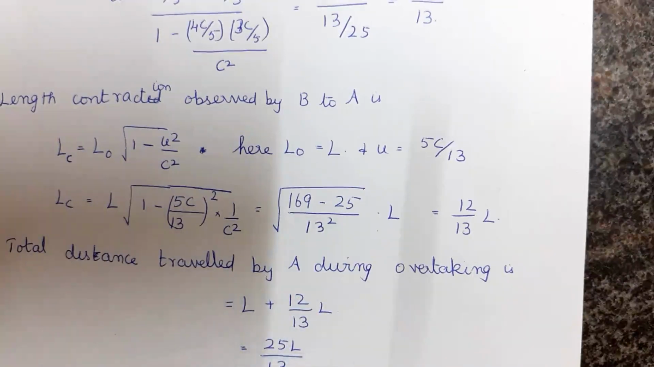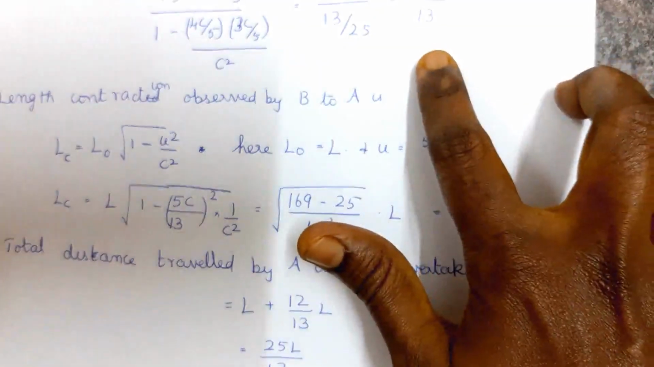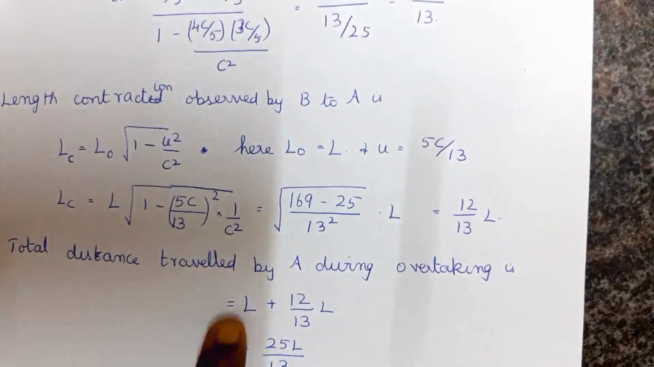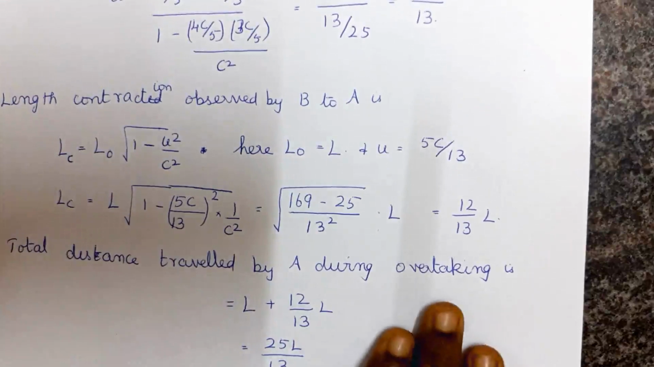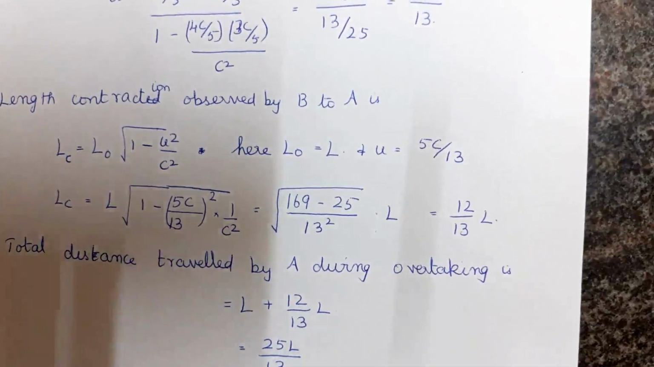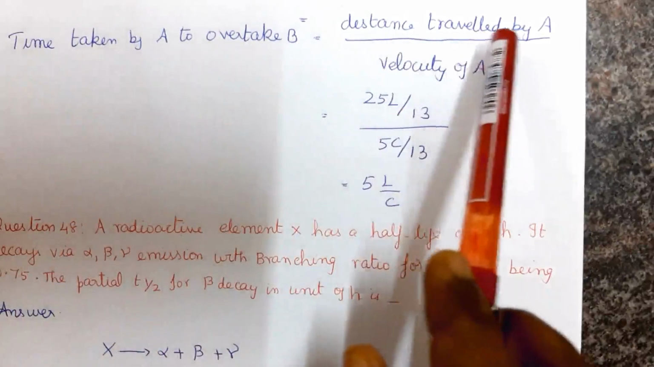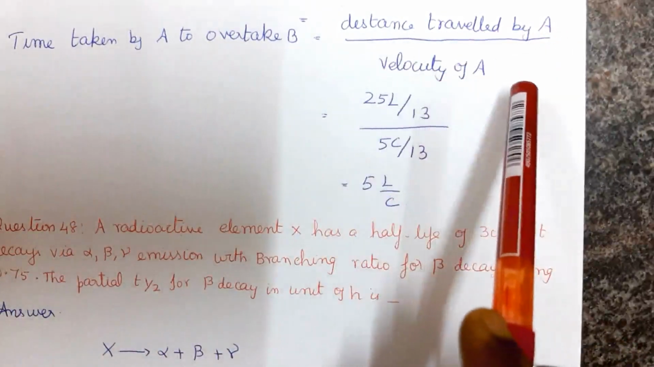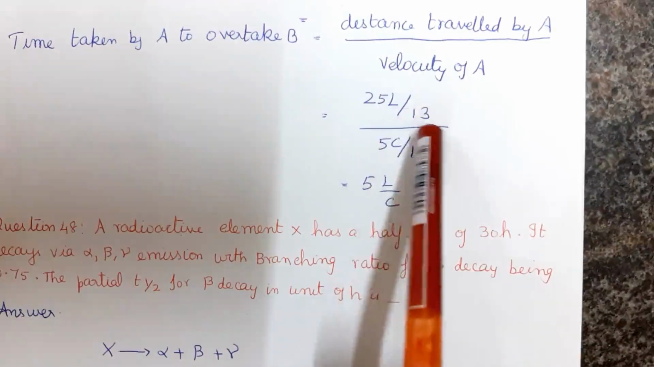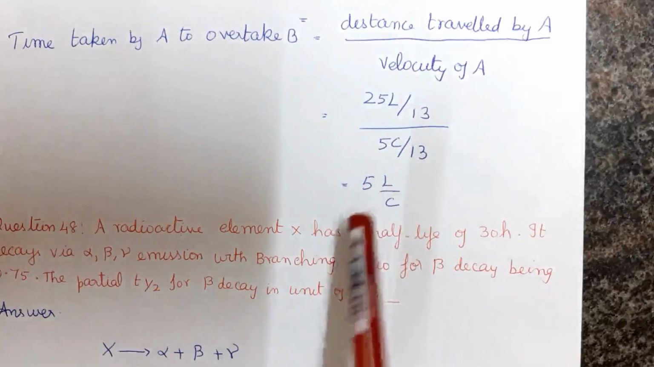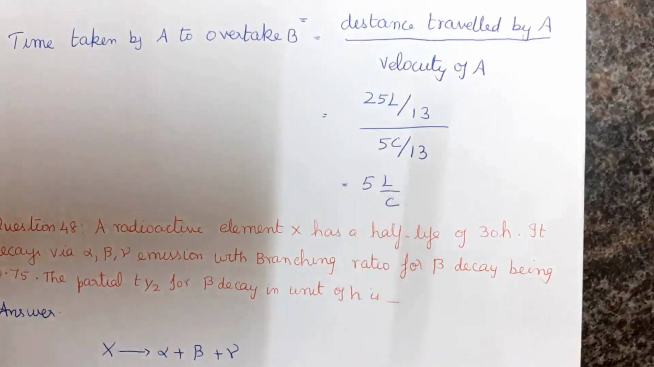Now we have found the velocity of A as seen by B and the total distance travelled by A during the overtake. Now we will find the time taken by A to overtake B. Time taken by A to overtake B is the distance travelled by A divided by the velocity of A, that is 25L divided by 13 divided by 5c divided by 13. So it is 5L divided by c. So the answer is 5.